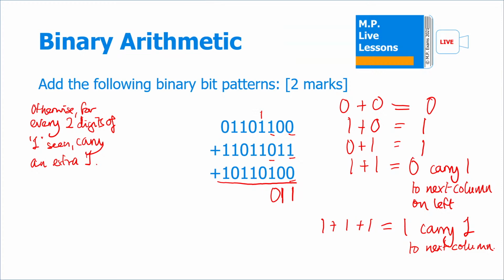Now we've got 3 ones, so you write down another 1 and carry 1 to the next column. We've got 3 ones again, 1 here, 2 and 3. So that's 1, carry 1. We've got 3 ones again, so 1, carry 1. 3 ones again, 1, carry 1. 3 ones again, so 1, carry 1. And there's nothing here, so that's just 1 at the end. That's what you get after you add these numbers.